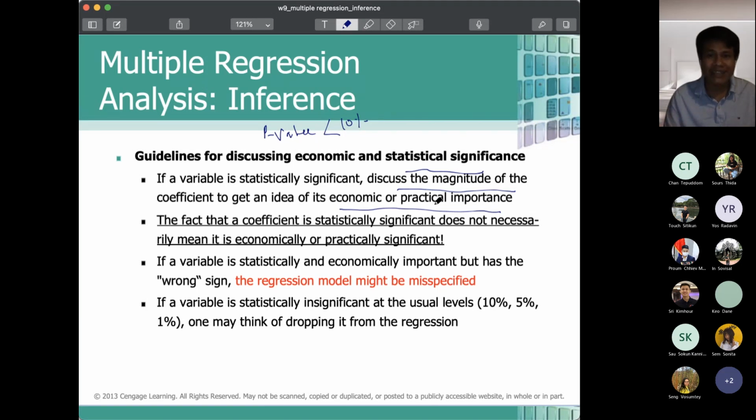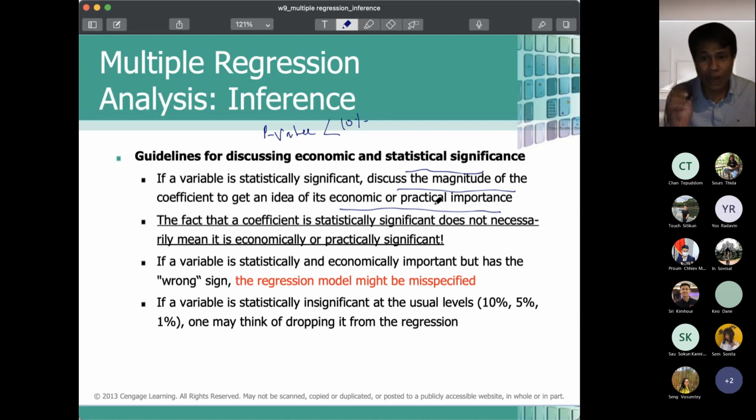If p value is bigger than 10%, it is not significant. We accept null hypothesis. There is no meaning to interpret your coefficient if your p value is higher than 10%, or if you already accept null hypothesis. There is no meaning to interpret coefficient.